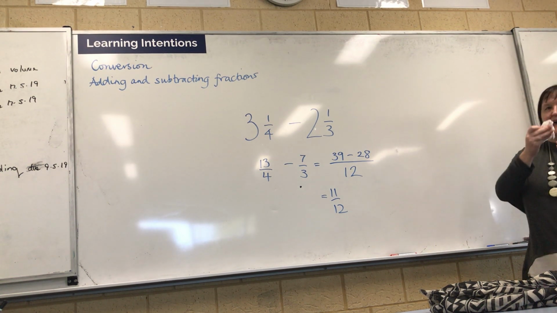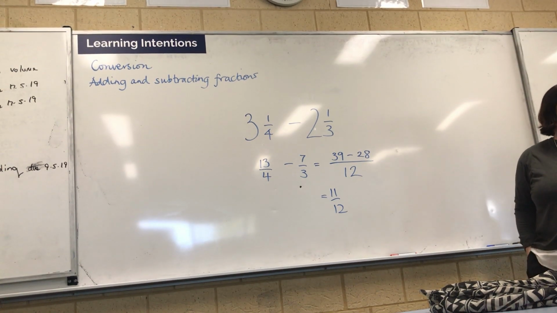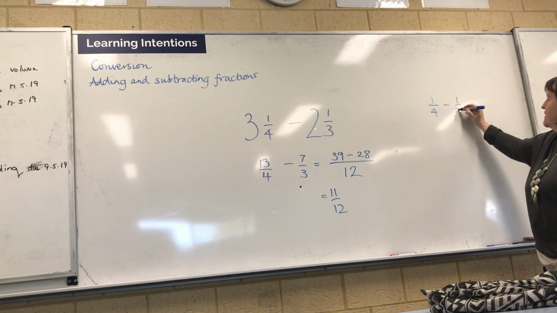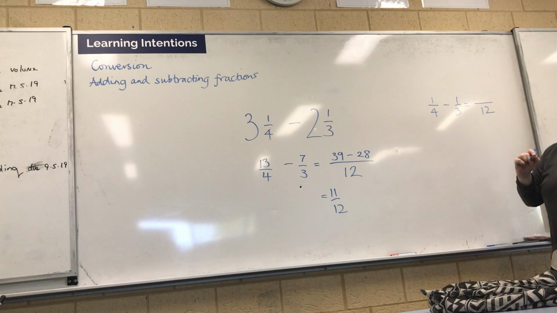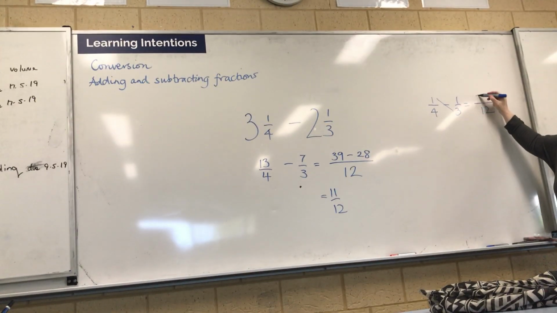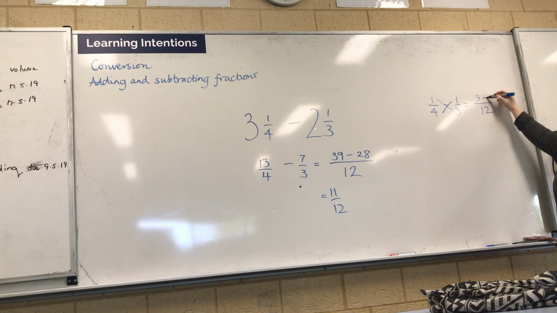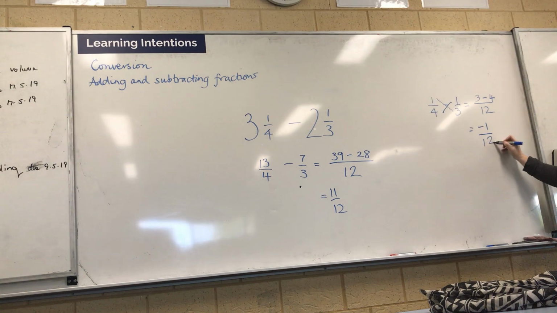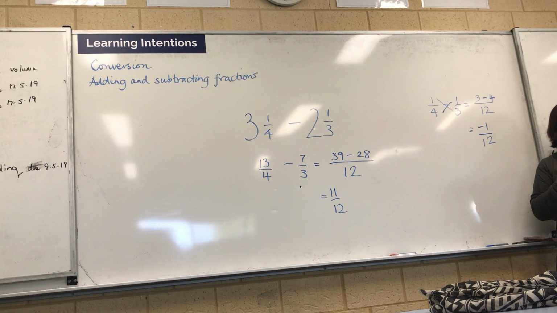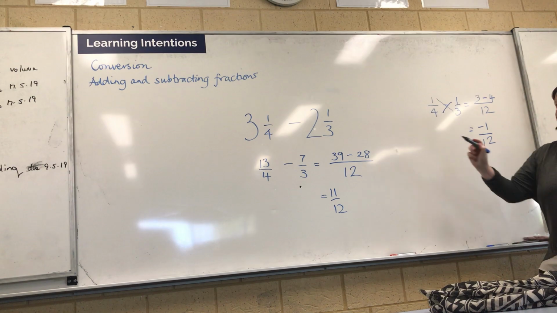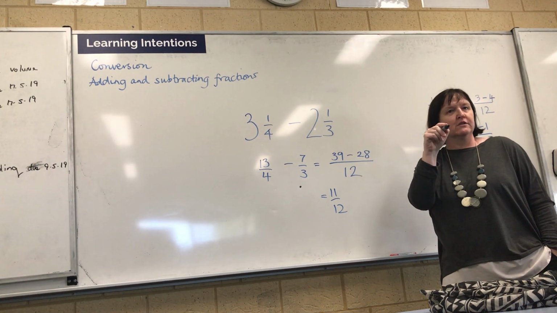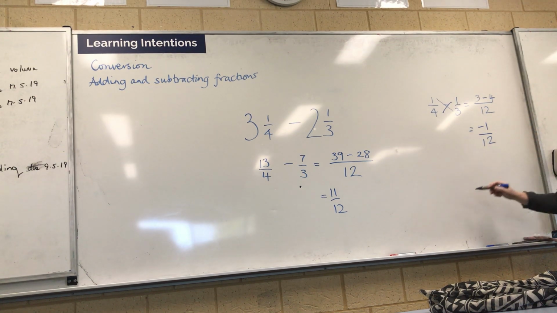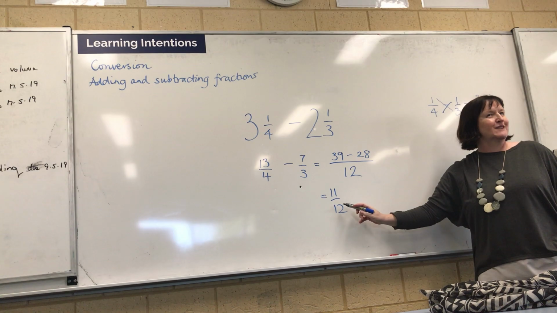Now the way you could have done that is you could have done 3 take 2 is 1, and then let's do a 1/4 take 1/3 and see what happens. A 1/4 take 1/3, you'd obviously make your new common denominator 12. 1 times 3 is 3. 4 times 1 is 4. So that comes to negative 1 over 12. Do you see? Now, you've done 3 take 2, which is 1. And then you do the 1 take the 12th, which would give you the 11 twelfths.